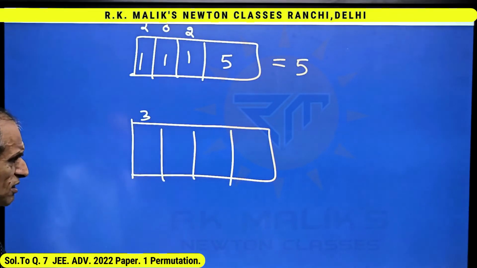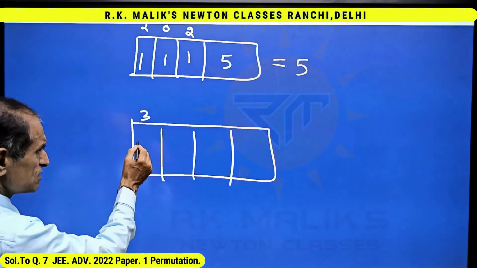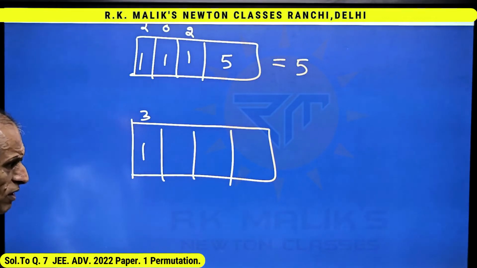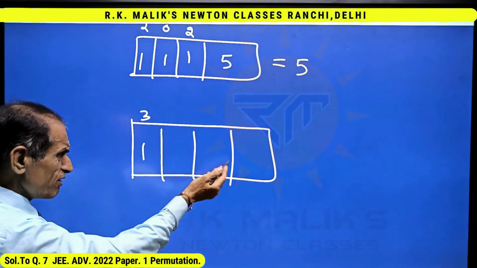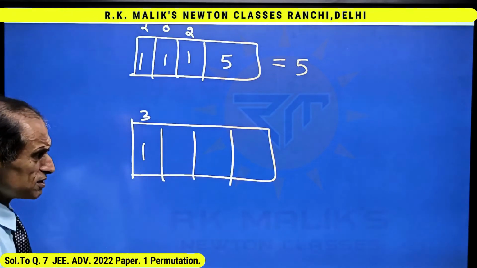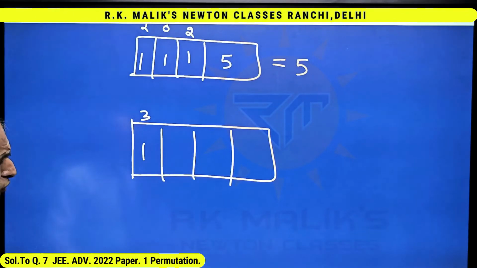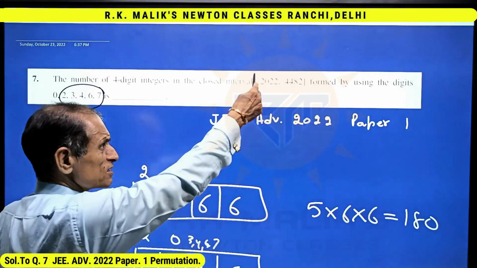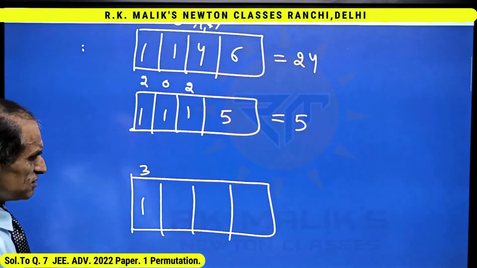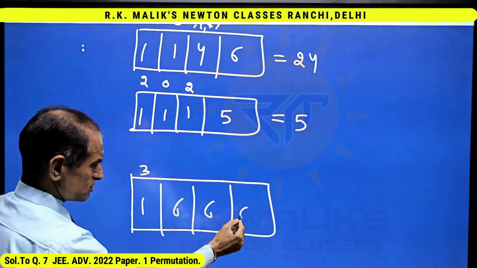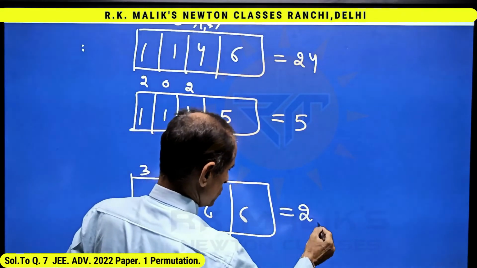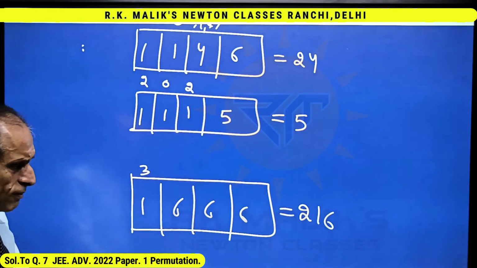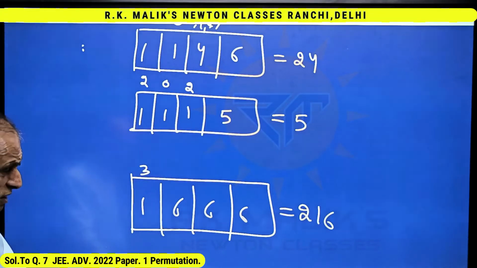And once 3 comes in the first place, that is, this place is filled in one way. By whichever digits these 3 places are filled, the number found will be surely lying in this interval. That is 6 into 6 into 6, that is 216. 216 numbers are there which have 3 in the first place. Remaining 3 places are filled by any of the 6 digits.